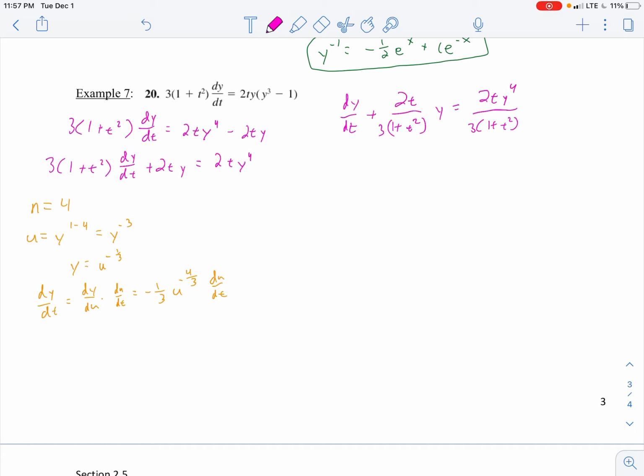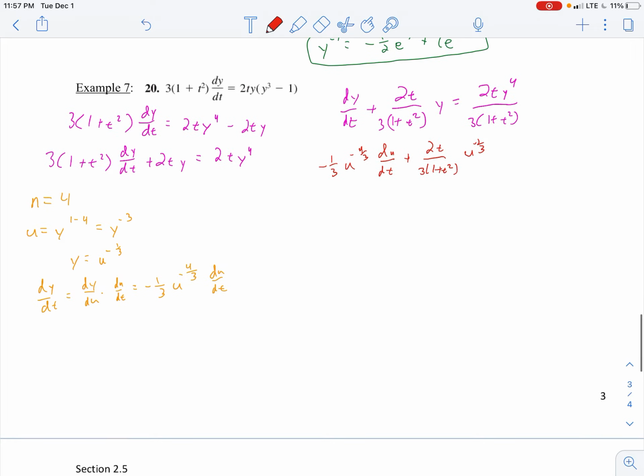All right, let's go ahead and substitute in. So we can say that dy over dt is negative 1/3 u to the negative 4/3 du over dt, and then plus we have 2t over 3 times 1 plus t squared times y, and y is u to the negative 1/3, and that's equal to 2t u to the negative 4/3 all over 3 times 1 plus t squared.